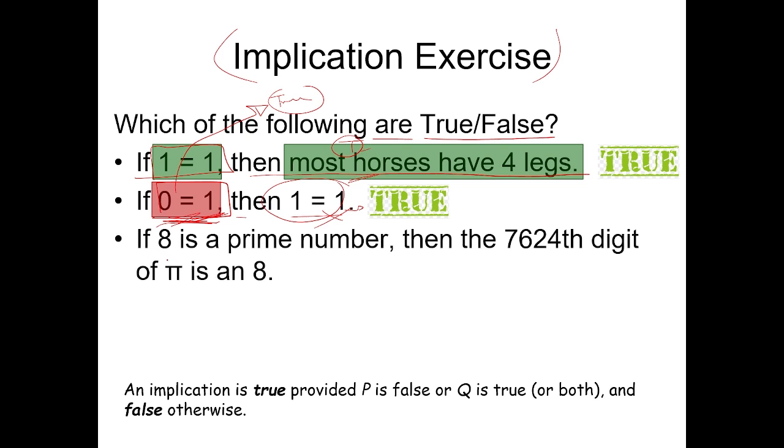If 8 is a prime number, then the 7,624th digit of pi is an 8. You really don't know anything about this part, and you really don't have to know. If you just look at the condition after the if, 8 is a prime number. Is 8 a prime number? No, it's not. So this is a false statement, so this whole thing becomes true. Even if you don't know this portion, it doesn't matter. This implication is true.